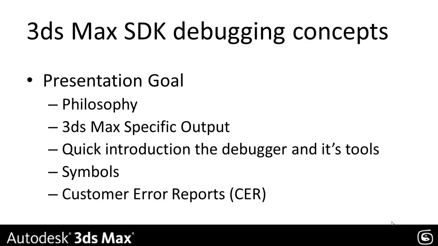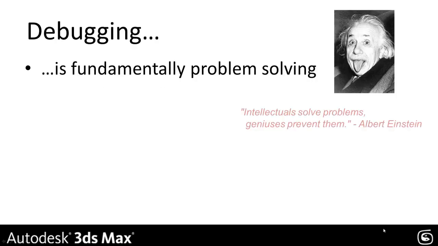Today's presentation then is on 3ds Max SDK debugging, and the goal here is, I'll do a little bit of philosophy on debugging practices. We'll talk about 3ds Max specific output routines. I'll do a quick introduction to the debugger and its tools. We'll take a look at how you can use symbols, and also a quick introduction to how the customer error reports work. So first of all, a little philosophy.